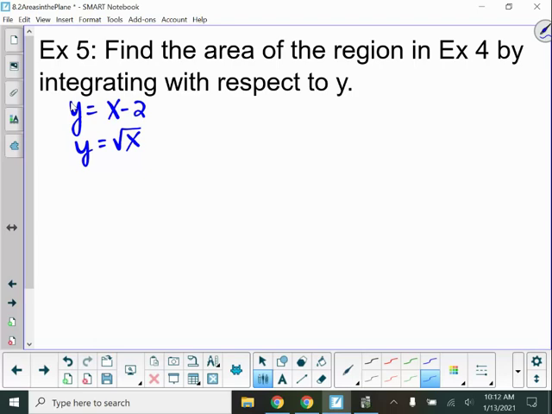If you're integrating with respect to y instead of with respect to x, you need to have x equals equations instead of y equals equations. So this top equation, instead of y equals x minus 2, is going to be x equals y plus 2. The bottom one, instead of y equals the square root of x, is going to be x equals y squared. However, that's only for the y's that are greater than 0, because I can't get back a negative y value from the previous one, so you do need to keep in mind those original bounds.